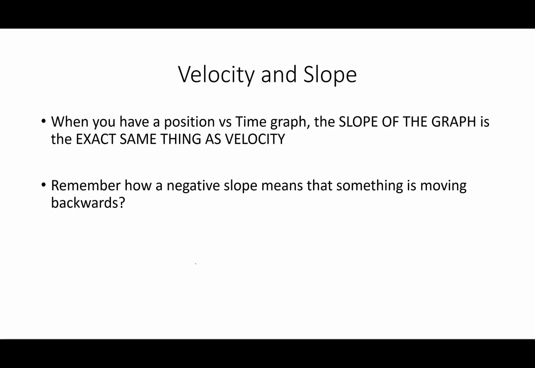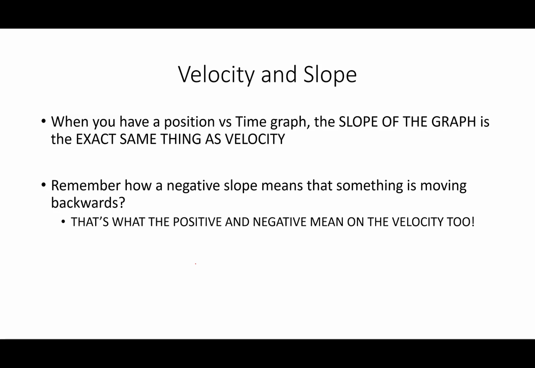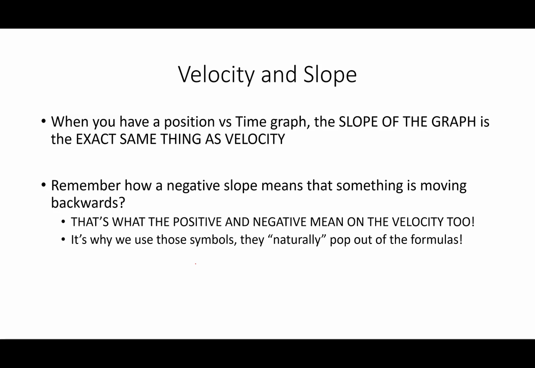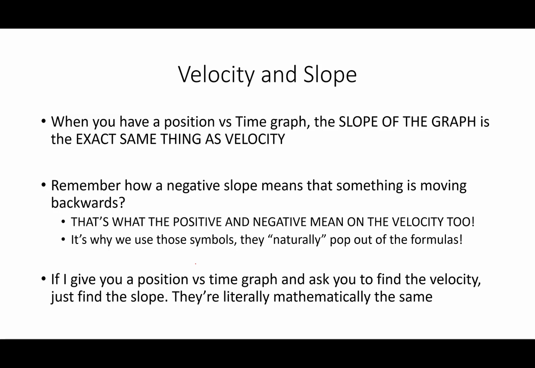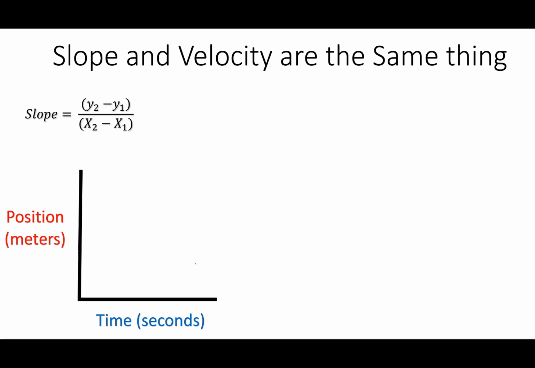You remember how on a position versus time graph, a negative slope means that something is moving backwards? Well, that's what the positive and negative mean on the velocity too. Remember, positive is a symbol that means forwards, negative is a symbol that means backwards. That's why we use these symbols. They naturally pop out of the formulas if we put in the right numbers. So if I give you just a position versus time graph with numbered axes or numbered points, you should be able to find mathematically the number of the velocity, not the slope. My bad. They're the same though.